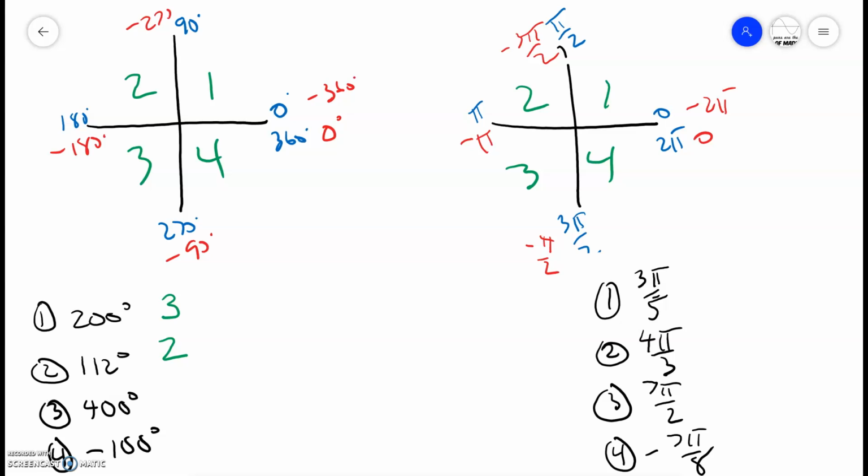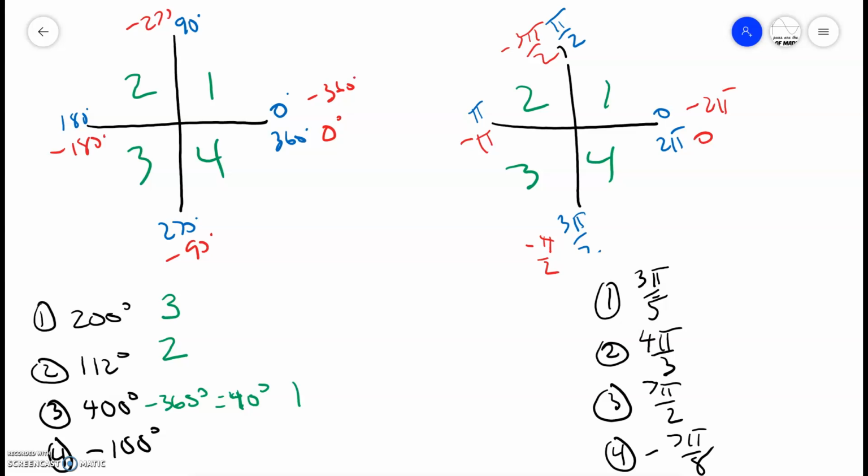Number 3 now, 400 degrees. Well, 400 is not between any of the numbers up here, so it's more than 360. One of the things you can do is subtract out 360, you're left with 40 degrees, and then ask yourself what quadrant is 40 degrees in. Well, it's between 0 and 90, so it's in quadrant 1. Another way of doing it is thinking, I'm going to start here at 360 degrees, how much more? 40 more. I'm going to put you there.